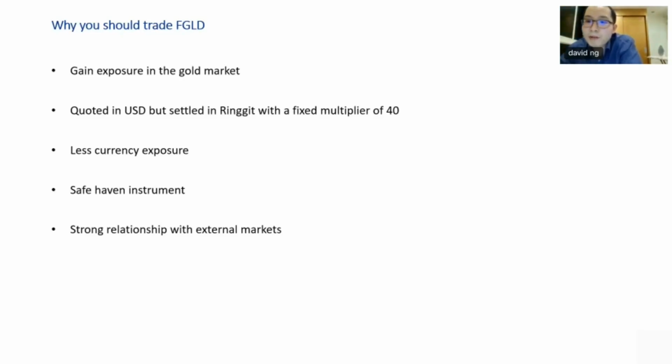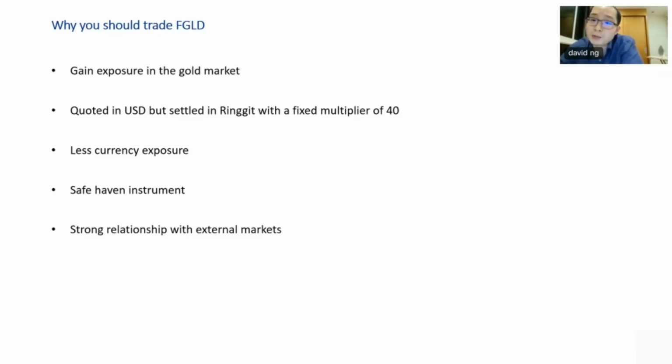Now, relating back to FGLD, the revamped product of the FGLD. Although it's quoted in US dollar, it is settled in ringgit, so in a way we are not exposed to the ringgit to US dollar exposure. We still can gain exposure in the gold market, but at lesser risk. You don't face that kind of exchange rate fluctuation. So I think it's a very good potential for you to be looking at in the market.